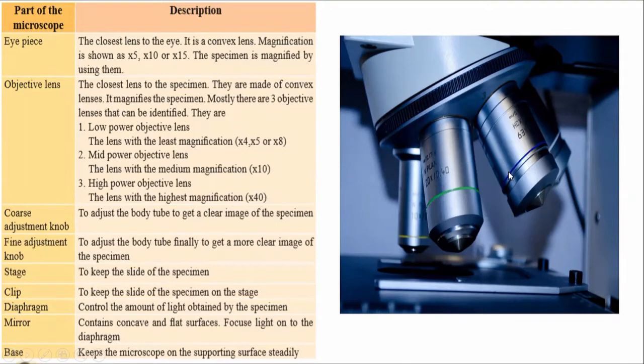In a few microscopes, there are even 4 different types of objective lenses. As you can see, this one seems to have 4 different objective lenses. All right, so as you wish, you can use whichever objective lens you want to observe your specimen. All right, so it is also made of convex lenses. If you can remember what a convex lens is, it is a curved lens. All right, so now let's move on to the next one.